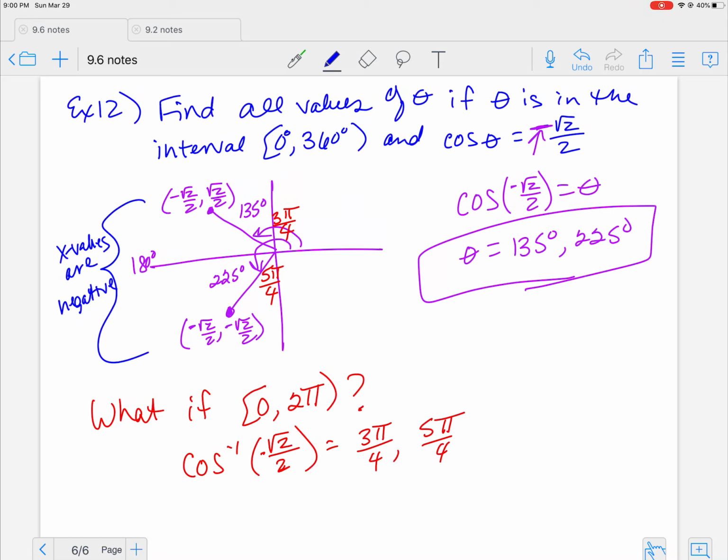All right. The big thing over here is I want to know where the x values are negative because that's my cosine. All right. Inverse trig.